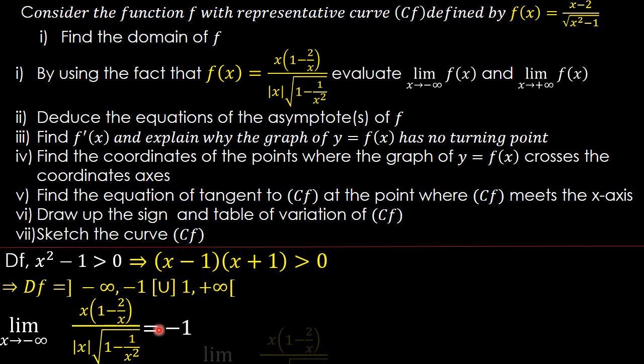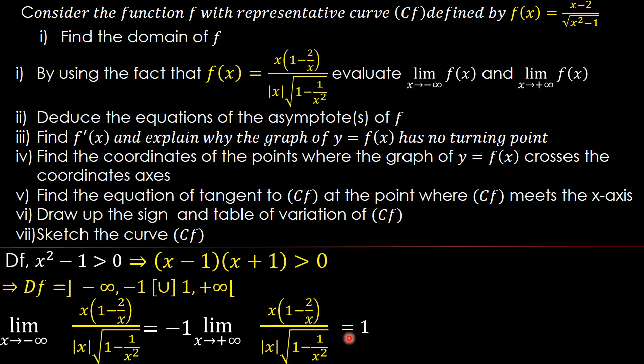Now again guys, if we take the limit as x goes to positive infinity, x in this case is positive, right? So the absolute value of x in this case becomes positive, so here is just x. The x can cancel from both the top and the bottom. This goes to 0, this goes to 0, this goes to 0. So we simply have 1 over the square root of 1, which gives us 1.